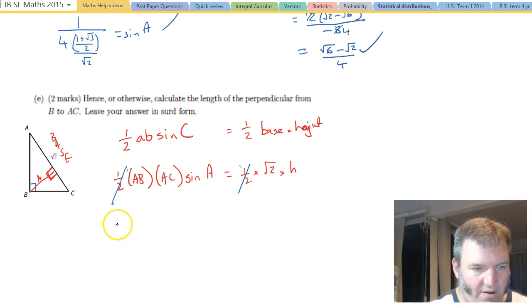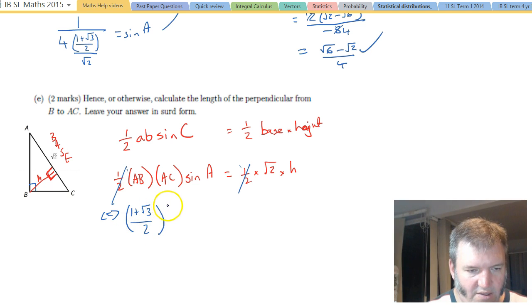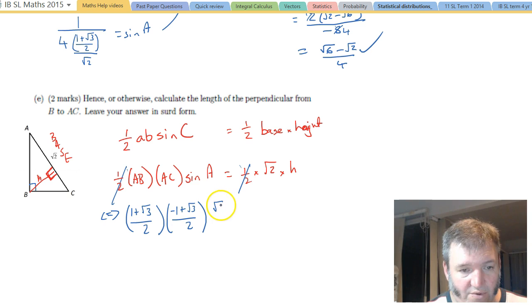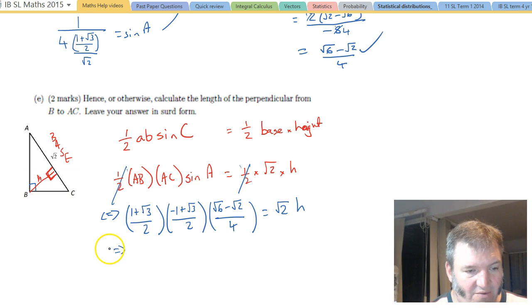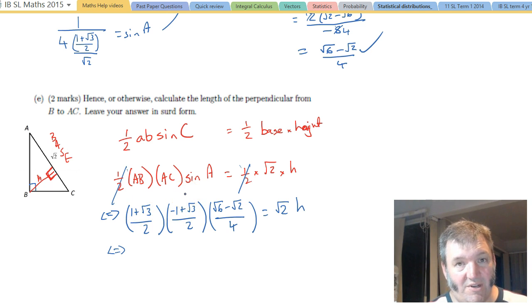So here we've got 1 plus root 3 over 2. AC is negative 1 plus root 3 over 2, multiplied by the sine of A, which is root 6 take root 2 over 4. That's the left-hand side, and the right-hand side is just going to be root 2 times H. Not so bad. Oh, we got excited when I started writing out that left-hand side, didn't we? Because we saw 1 plus root 3 and negative 1 plus root 3, which of course is going to give me difference of 2 squares, isn't it?